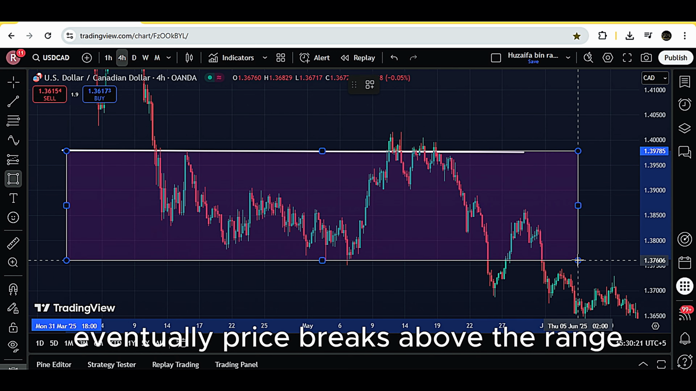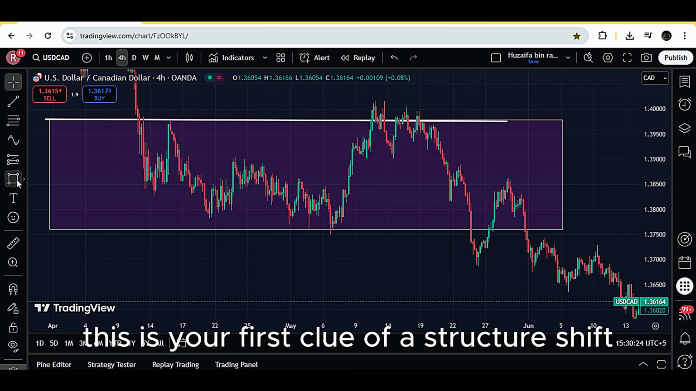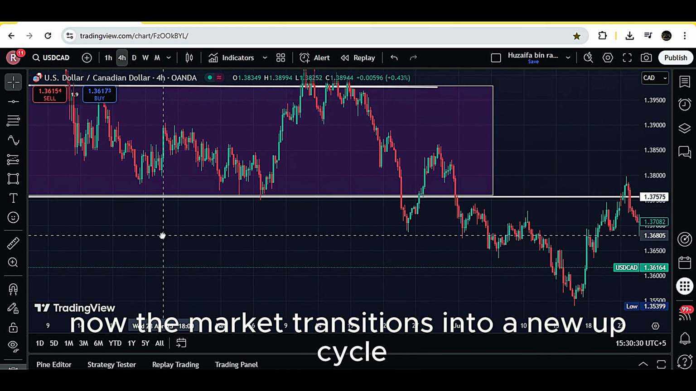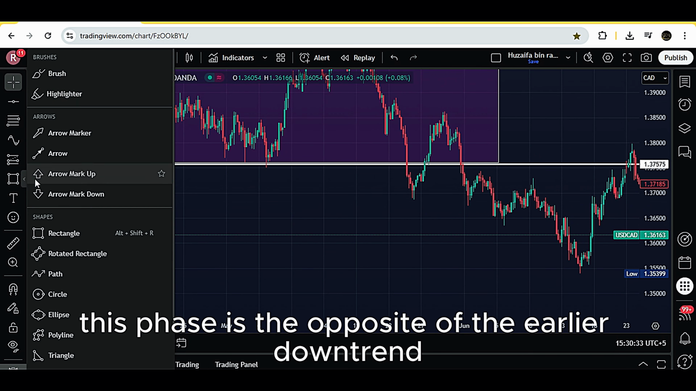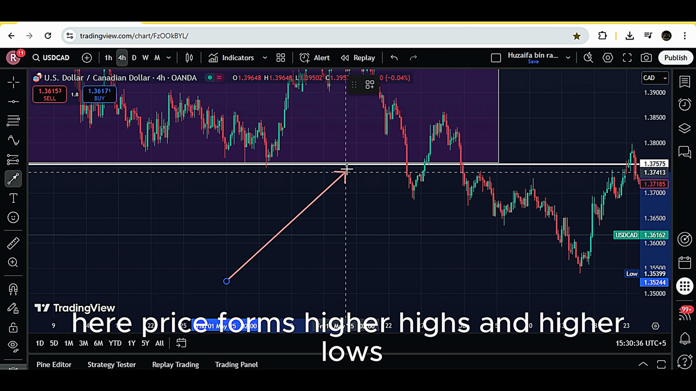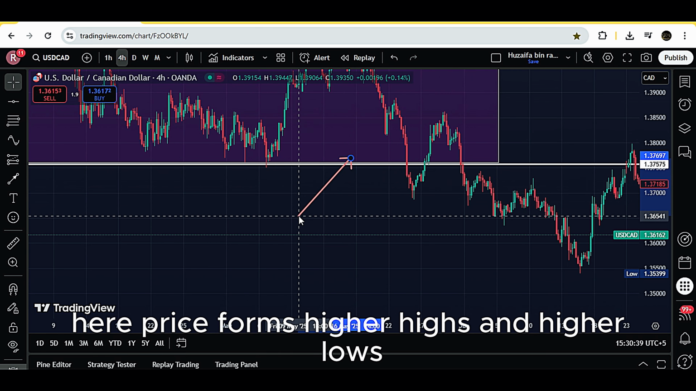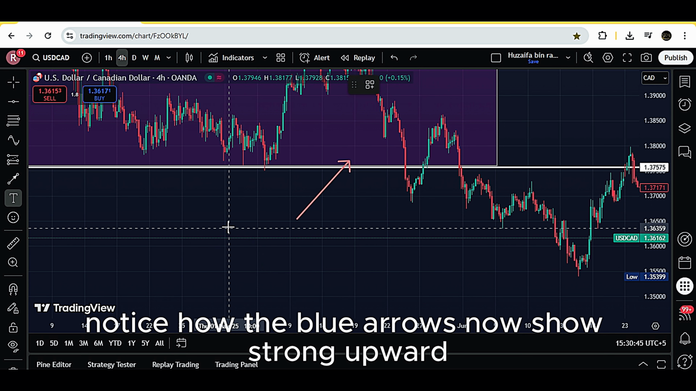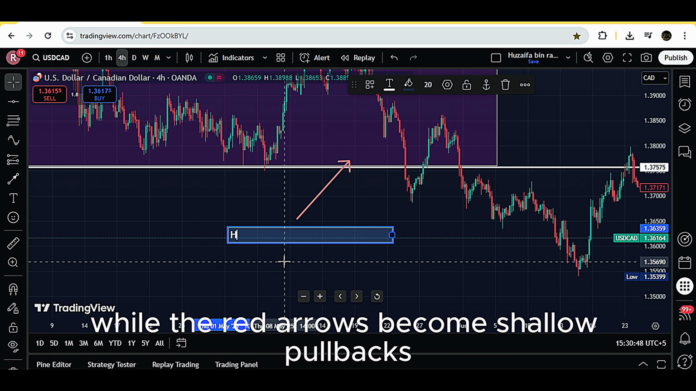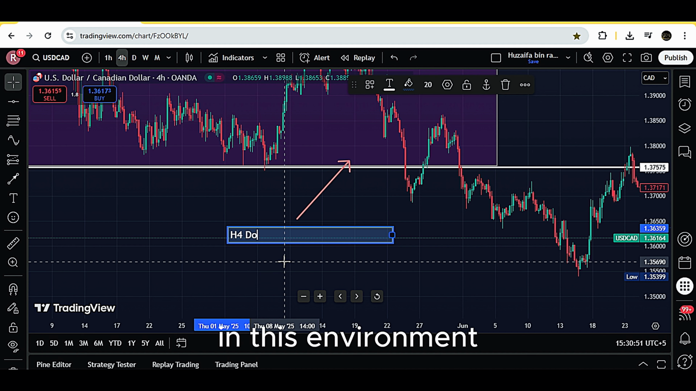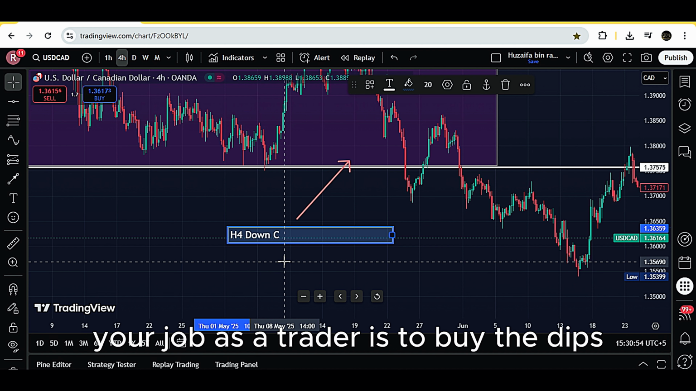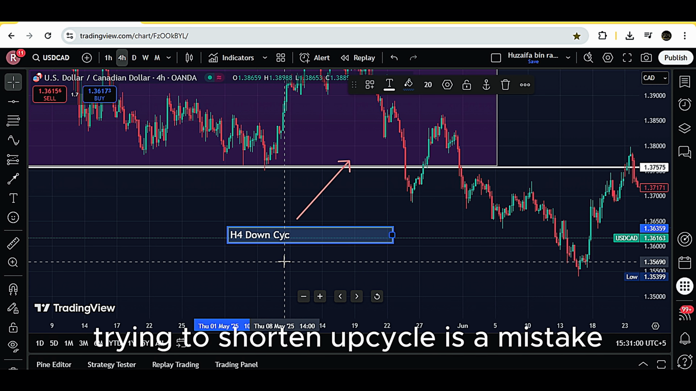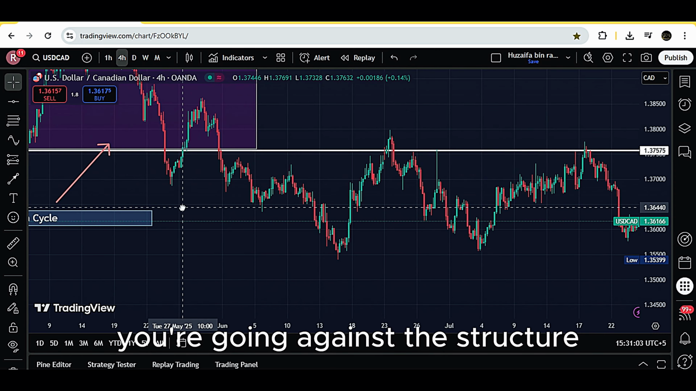Eventually, price breaks above the range and the descending trend line. This is your first clue of a structure shift. Now, the market transitions into a new up cycle. Look for longs only. This phase is the opposite of the earlier downtrend. Here, price forms higher highs and higher lows, and bullish momentum takes over. Notice how the blue arrows now show strong upward impulsive moves, while the red arrows become shallow pullbacks. In this environment, your job as a trader is to buy the dips, enter on pullbacks to structure, order blocks, or trendline support. Trying to short an upcycle is a mistake. You're going against the structure.